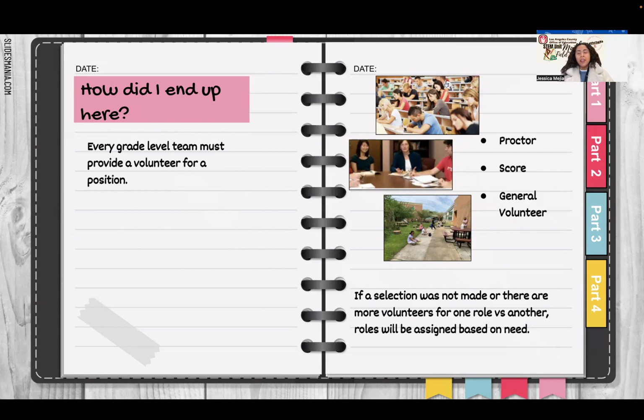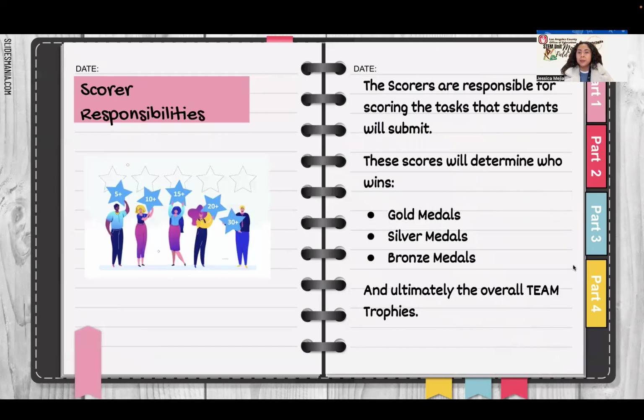Thank you so much again for your willingness to score, because without you, we would not be able to have this competition. And so what are your responsibilities as a scorer? You have a few responsibilities, but your overall most important responsibility is scoring the task that the students are going to be submitting, right? And it is your job to determine who will be receiving the gold, the silver, and the bronze medals, and then ultimately the team trophy for the winners.